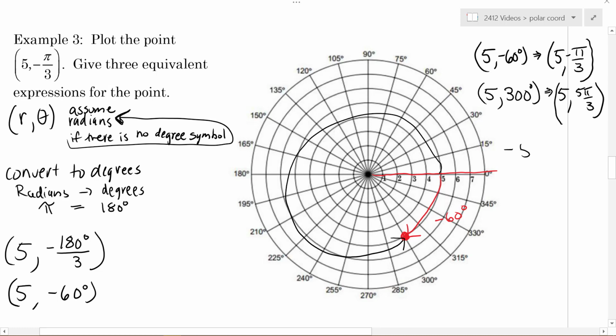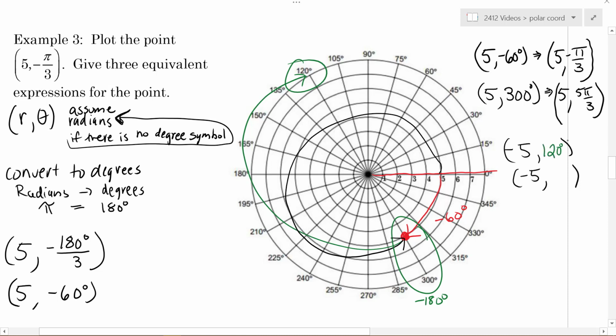Okay, now we also want to come up with 2 equivalent expressions with negative r values. So we want a positive angle and a negative angle to accompany those negative r values. Okay, now how do we do that? Take one of those angles here, and you think about adding or subtracting 180 to those. So if I add or subtract 180 to the angles that I have here, I'm going to get 180 degrees to the opposite side of the circle. So let's take 300 degrees and subtract 180. I get 120 degrees. So one of those angles is 120 degrees.